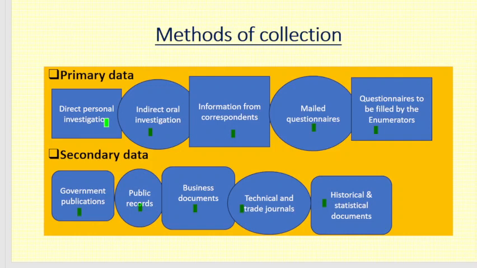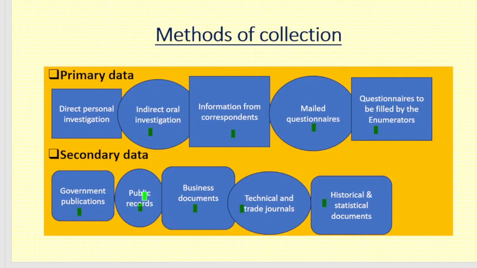Direct personal investigation is the interview. Indirect oral investigation is also a form of interview, but the answers are obtained from some third person. Information from correspondents means the person transmits the information in their own style and mode. Mailed questionnaires are a set of 15 to 20 objective questions. And questionnaires filled by enumerators are handed over to the respondents, whom the enumerators usually contact personally.